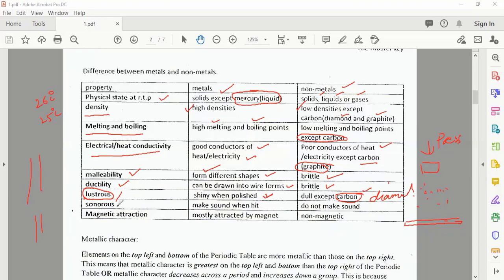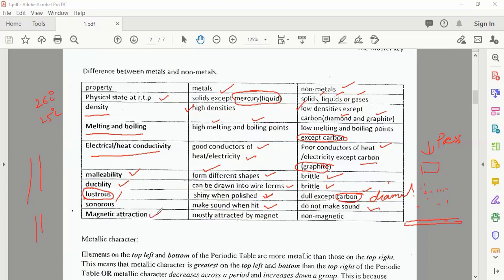Sonorous. Sonorous means something produces sound on hitting. If you hit something, it produces sound. So when you hit a metal, it produces a loud sound. If you hit a non-metal, it will not produce that much sound.